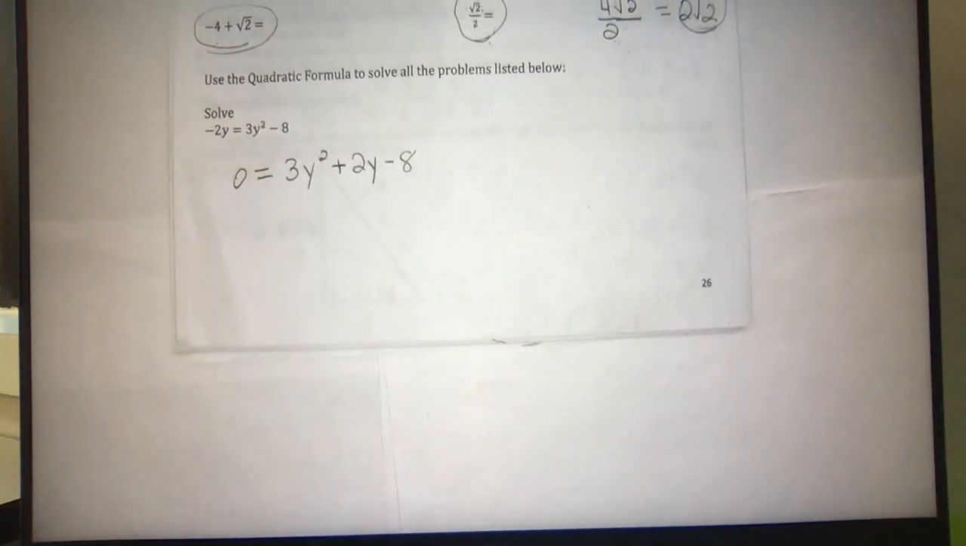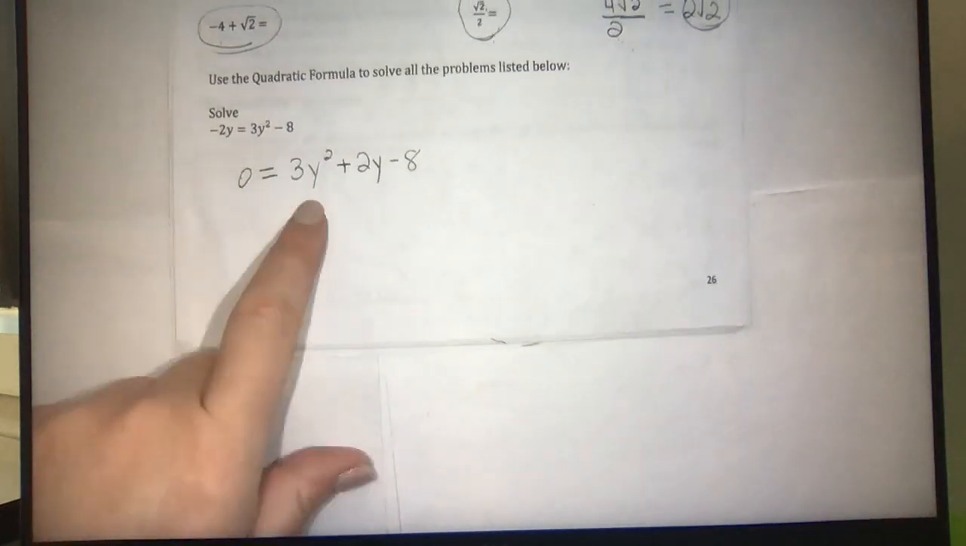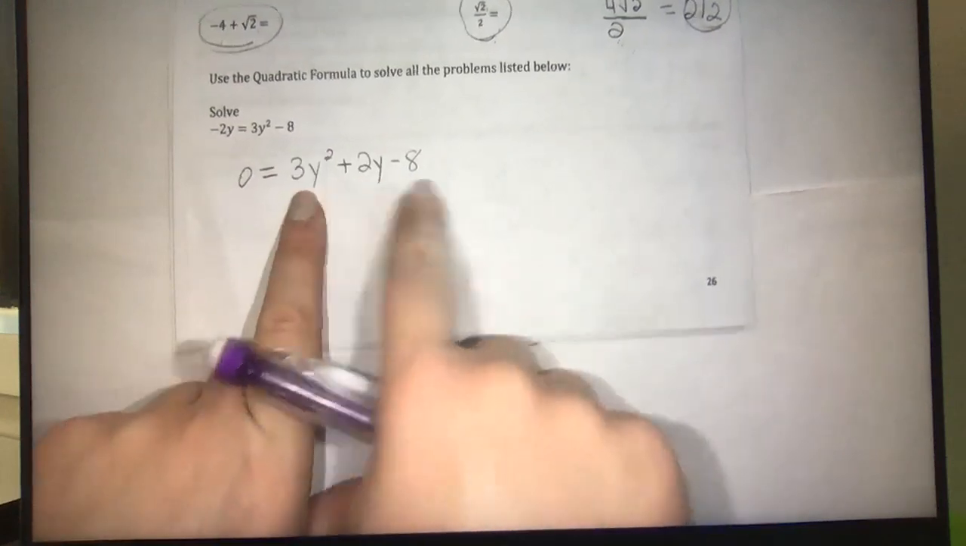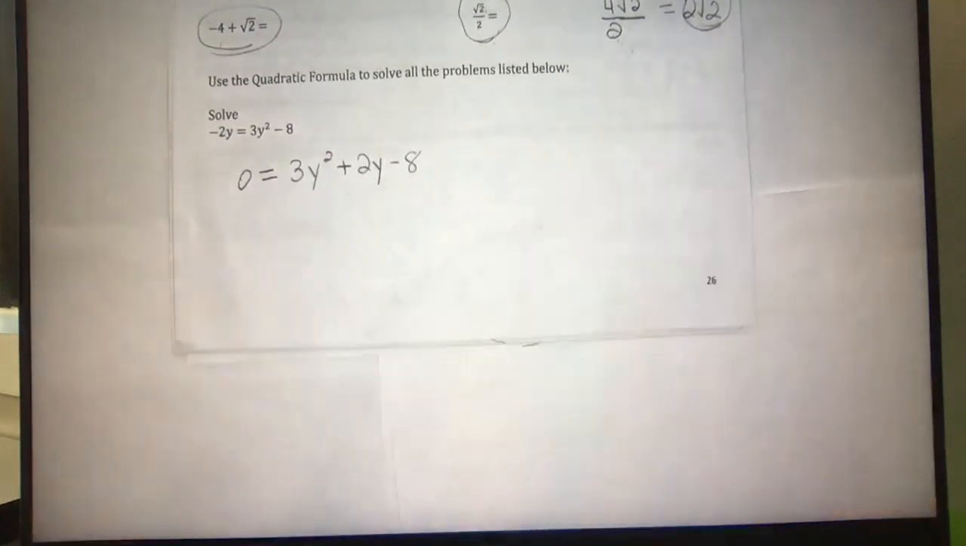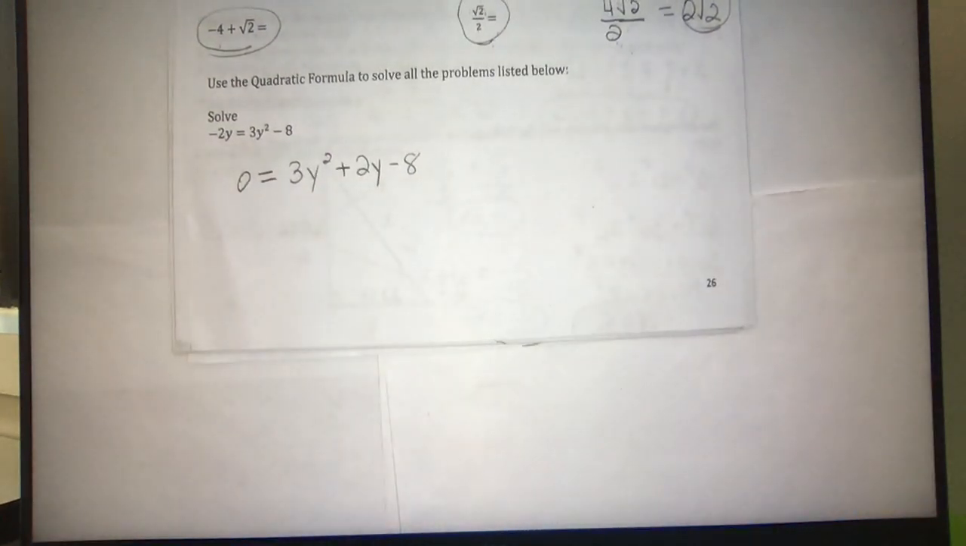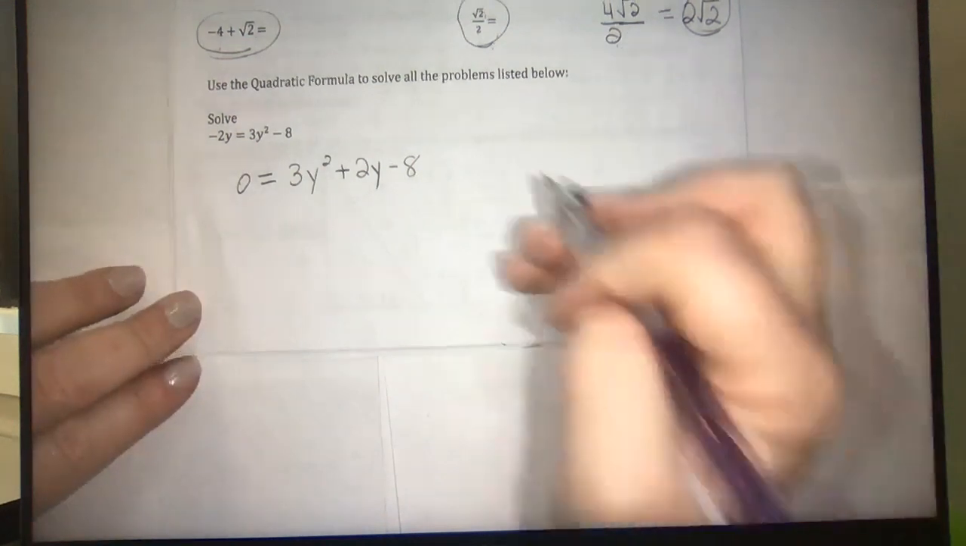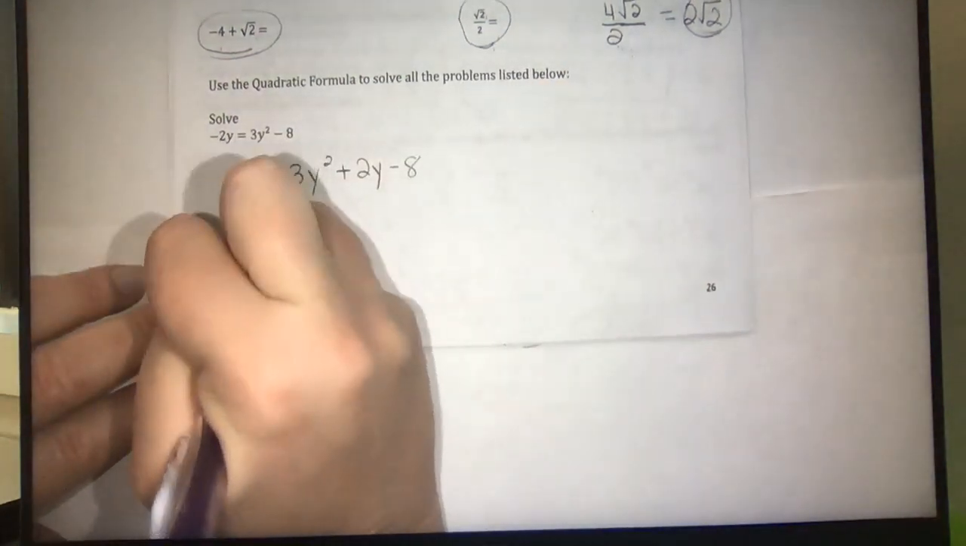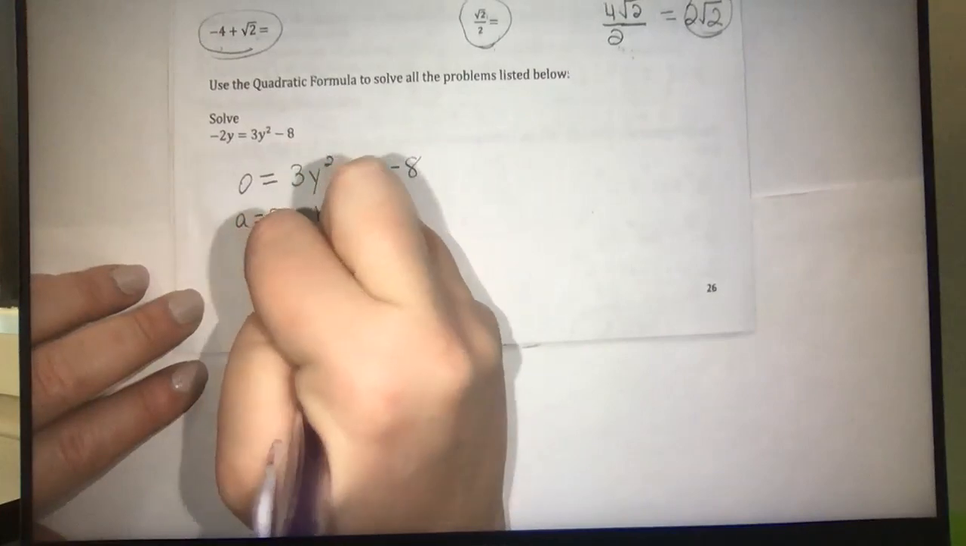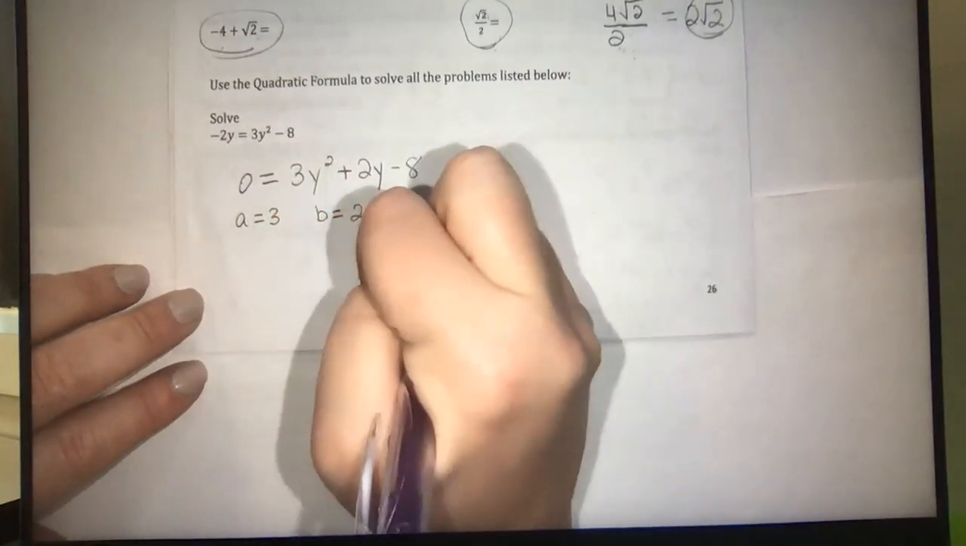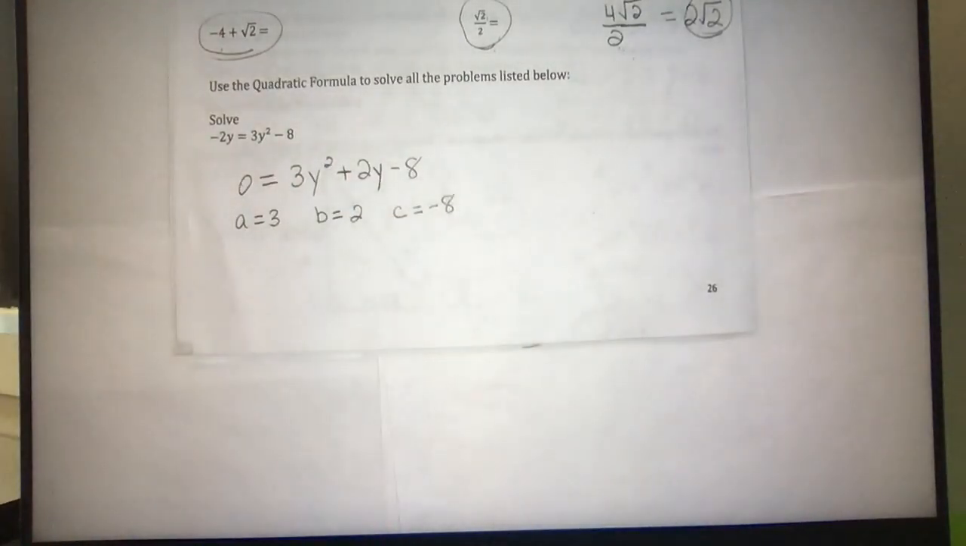All right, so we moved everybody to one side. All right, if this bothers you, you can always make this equal 0. You know, you can move that around, but there we go. Okay, so we have an A is 3, a B is 2, and a C is -8. All right, we're going to throw it right in.